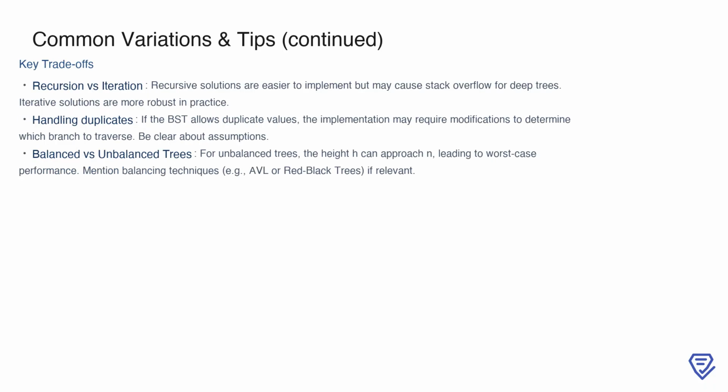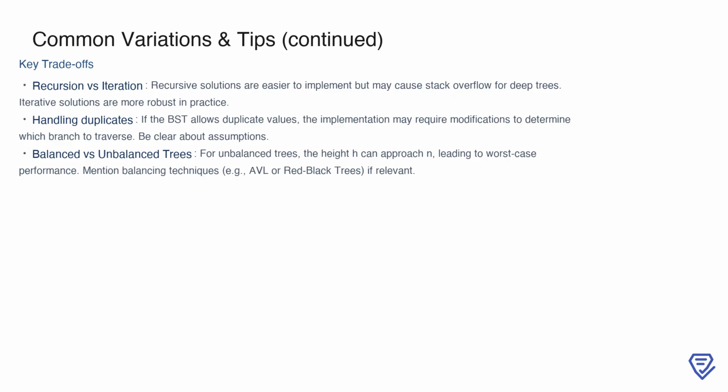Finally, let's discuss key trade-offs. When deciding between recursion and iteration, consider the tree's depth. Recursive solutions are easier to write and understand but can cause stack overflow if the tree is very deep. Iterative solutions, while slightly more complex to implement, are more robust for production use and avoid this risk. Another consideration is how the BST handles duplicates. If duplicates are allowed, you may need to adjust your logic to decide which branch to traverse when encountering a value equal to the target.